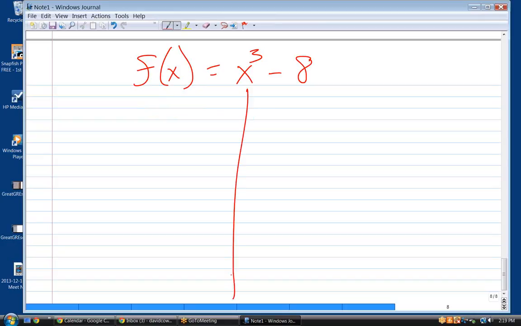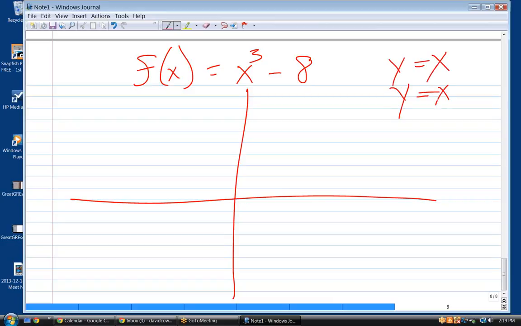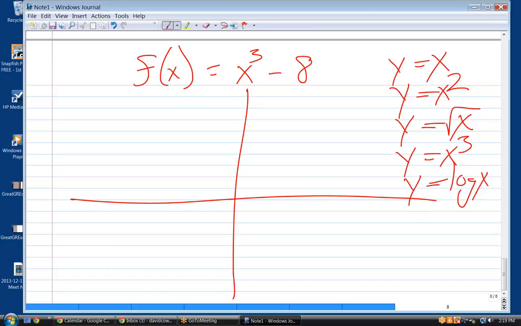What is the parent function of this? In other words, you learned like 10 elementary functions. You learned y equal x, y equal x squared, y equal square root of x, y equal x cubed, y equal log x, y equal e to the x, y equal sine x. Those are all elementary functions. And if we know what each one of these looks like, then it's real easy to graph this.